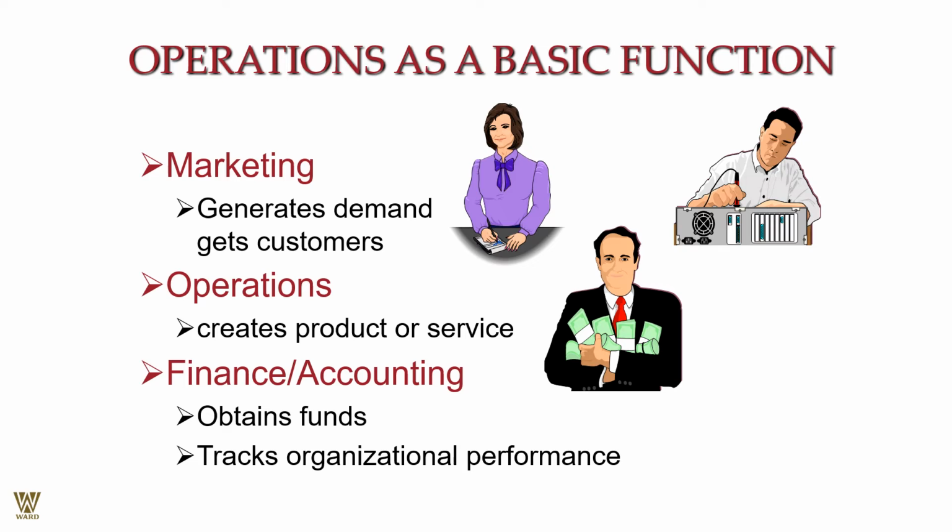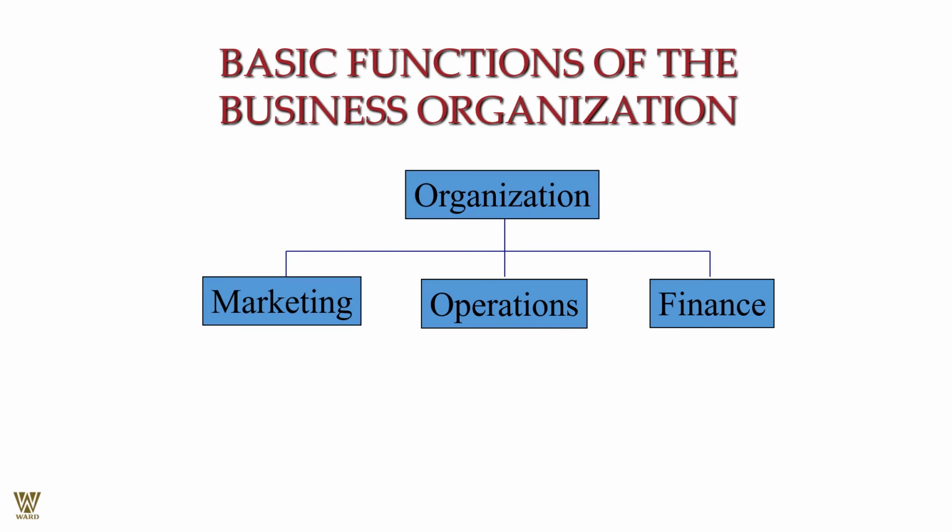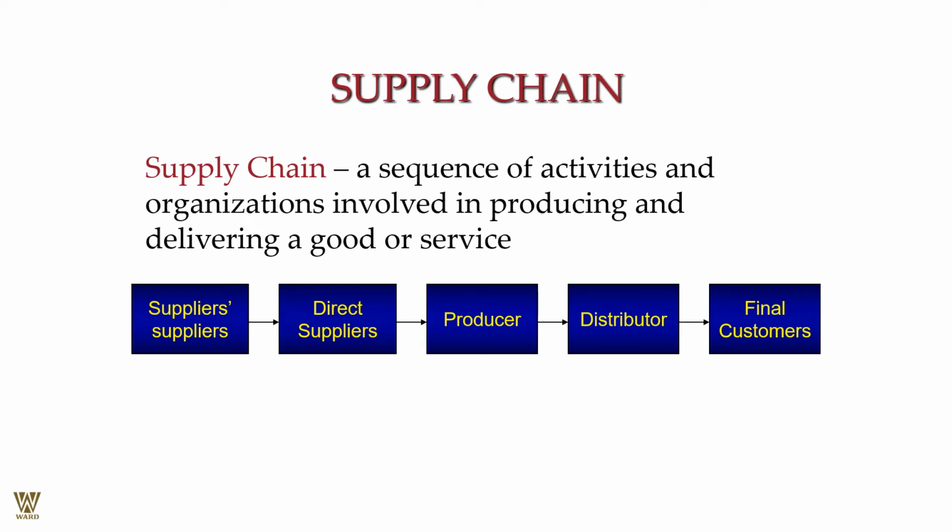So, operation as a basic function: marketing generates demand for the customers. Operation creates products or services. Finance is all about obtaining funds, tracking organizational performance. Now, these are the basic functional groups of marketing, operations, and finance. Finance arranges for funds and keeps an account of them. Marketing generates demand and makes sales. Operations creates products or services. So, the basic functions of a business organization are marketing, operations, and finance, as depicted on this screen if you're looking at it.